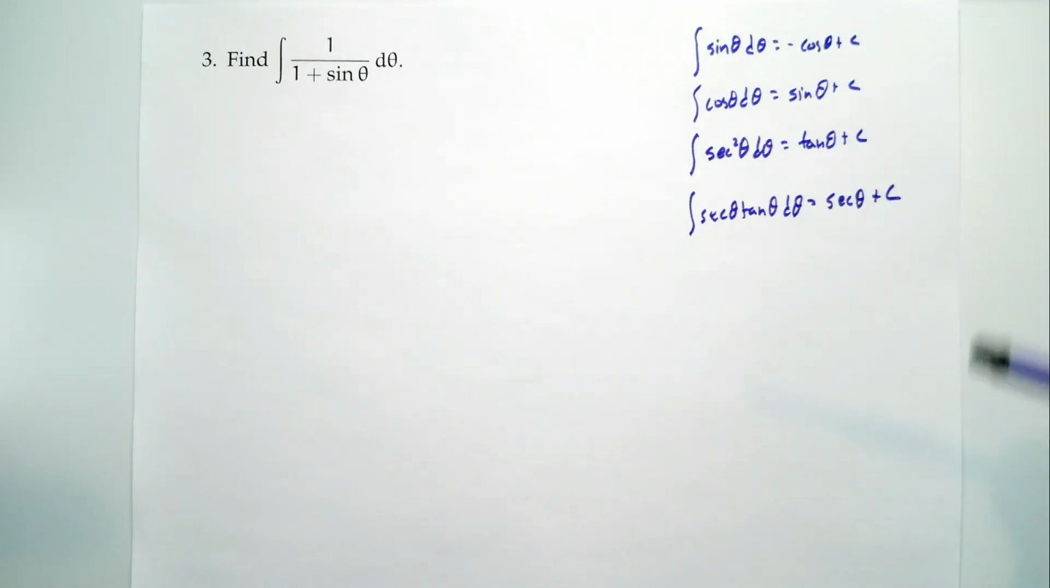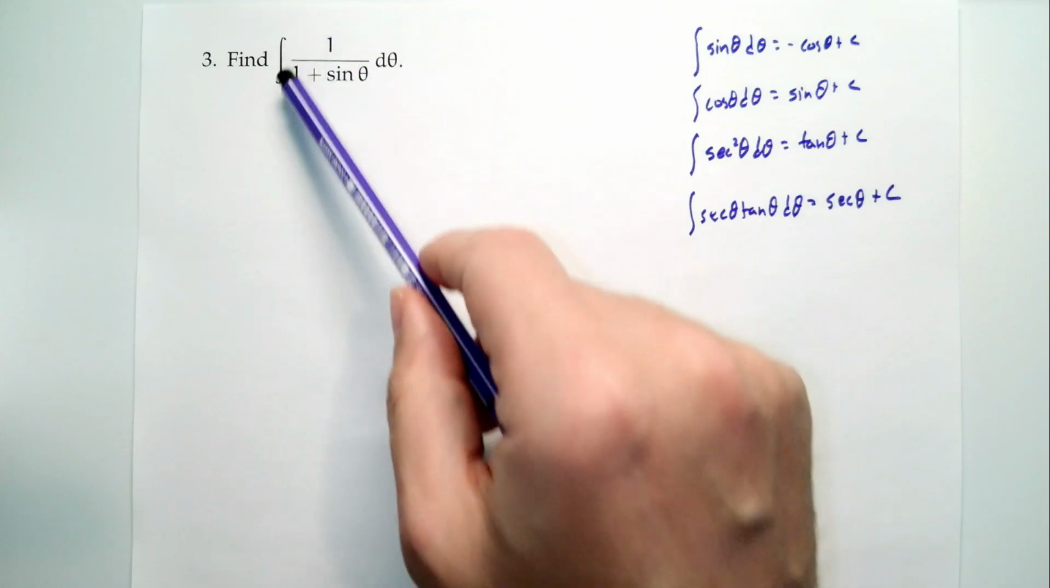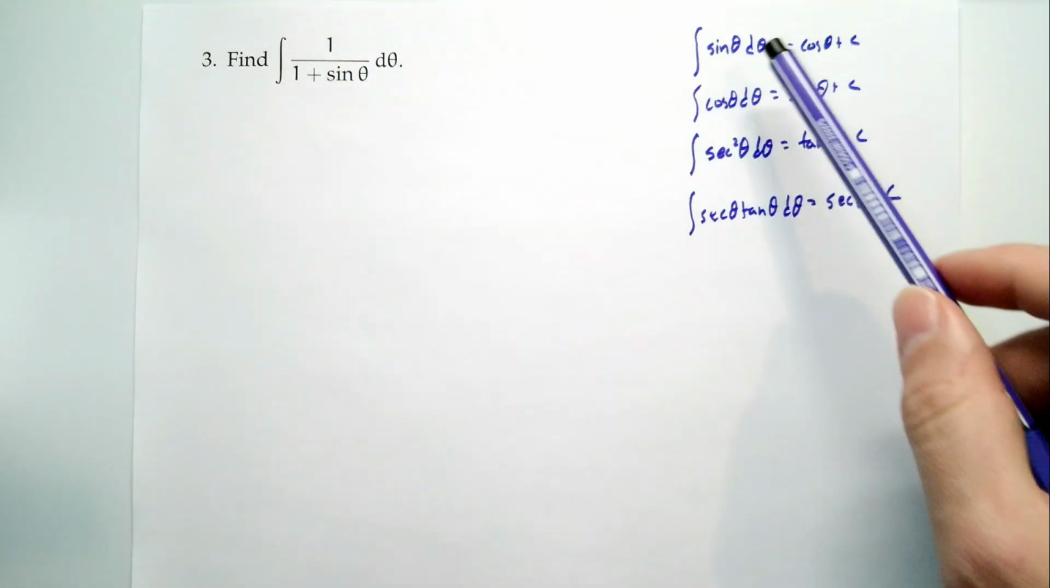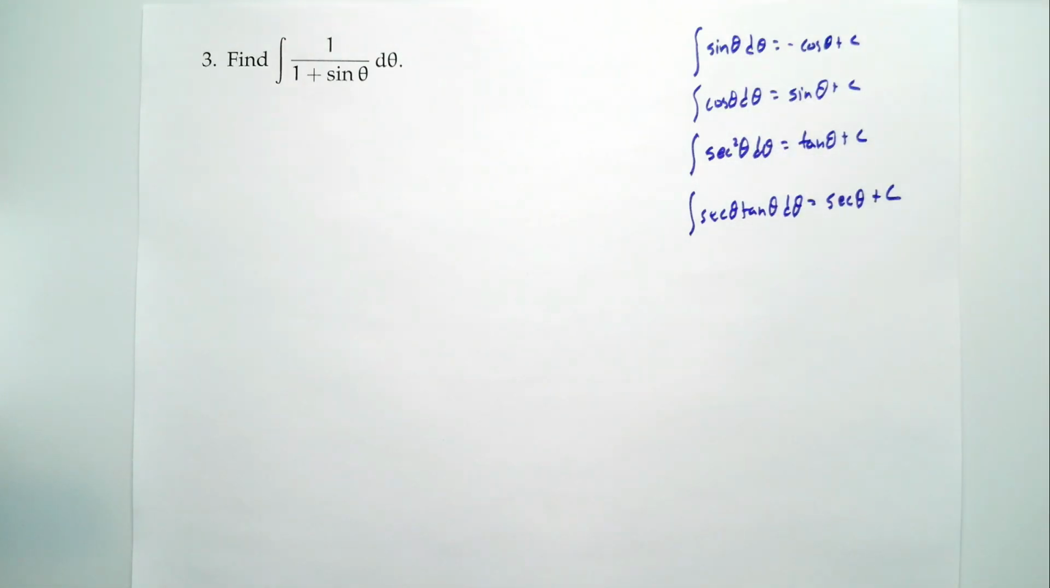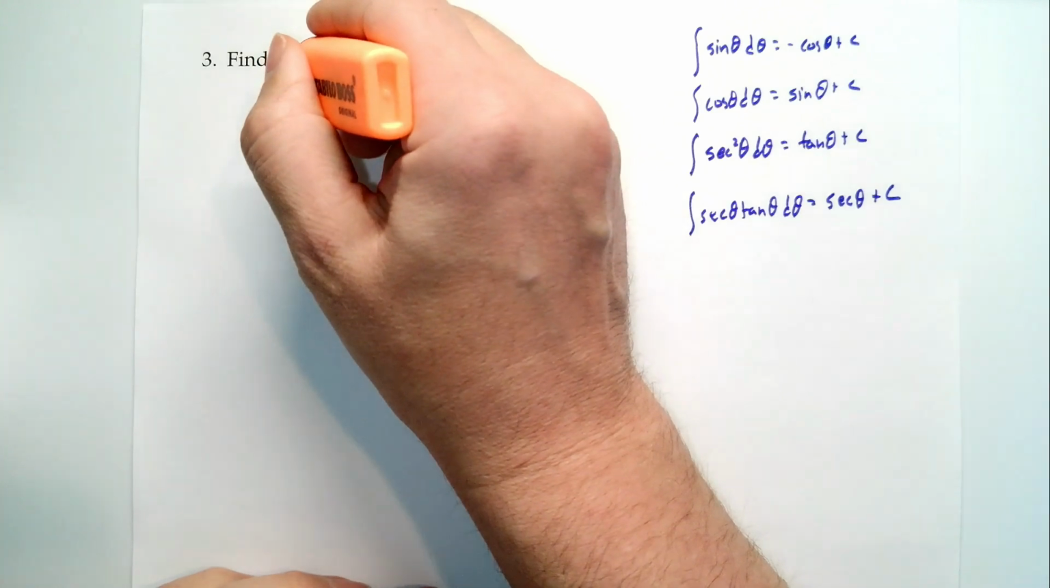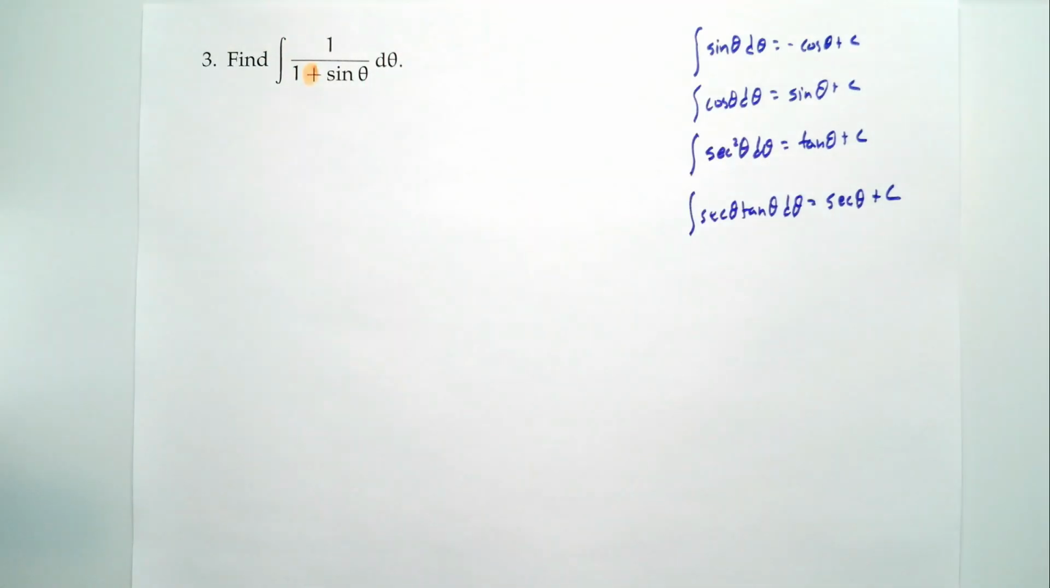So probably our goal is take this expression, 1 over 1 plus sine theta, and make it look like some combination of these functions: sine, cosine, secant squared, secant tangent. So, looking at this, we say, what's our problem? Well, definitely, I don't like the fact that there's a plus sign down in the denominator. I want to get rid of that.